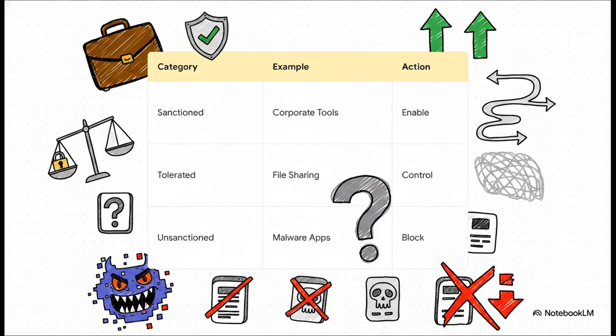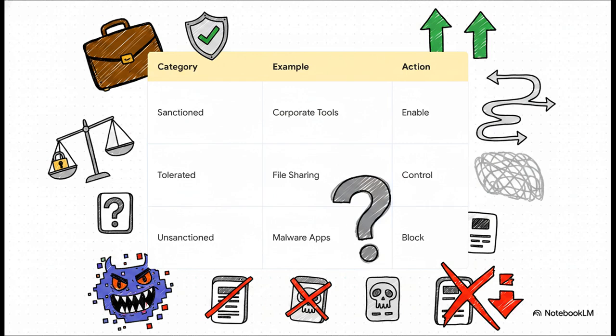First, we have sanctioned apps. These are totally safe corporate tools like Workday. Your business relies on them, so we safely enable them. At the other extreme, we have unsanctioned apps. These have absolutely no business reason to be there, especially if they're known malware vectors, so we just flat out block them.